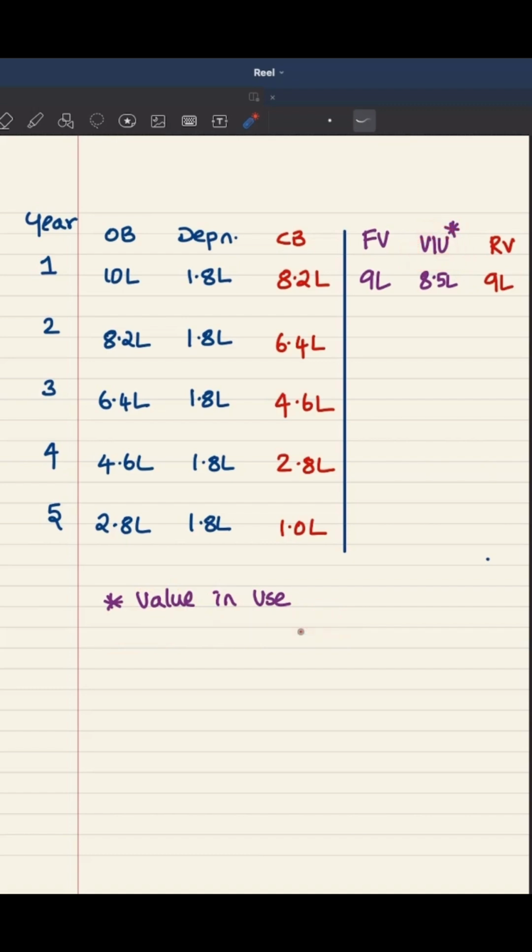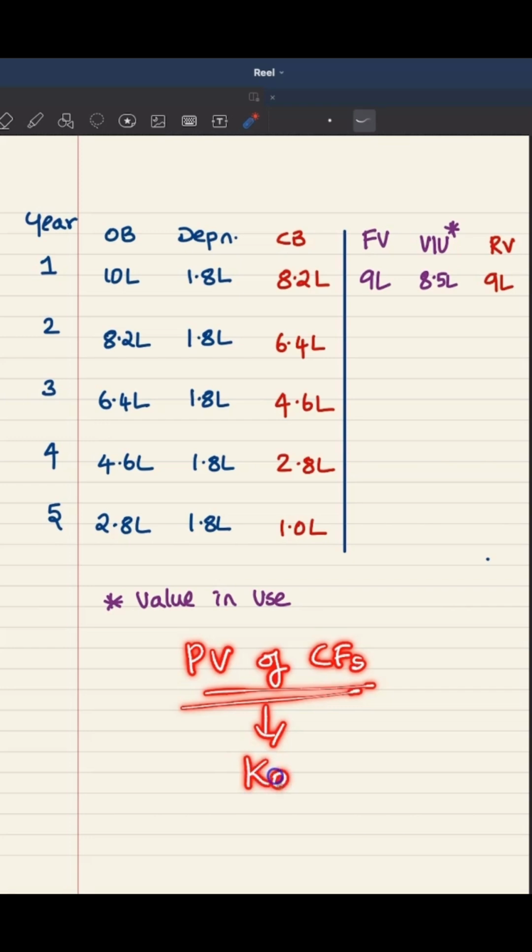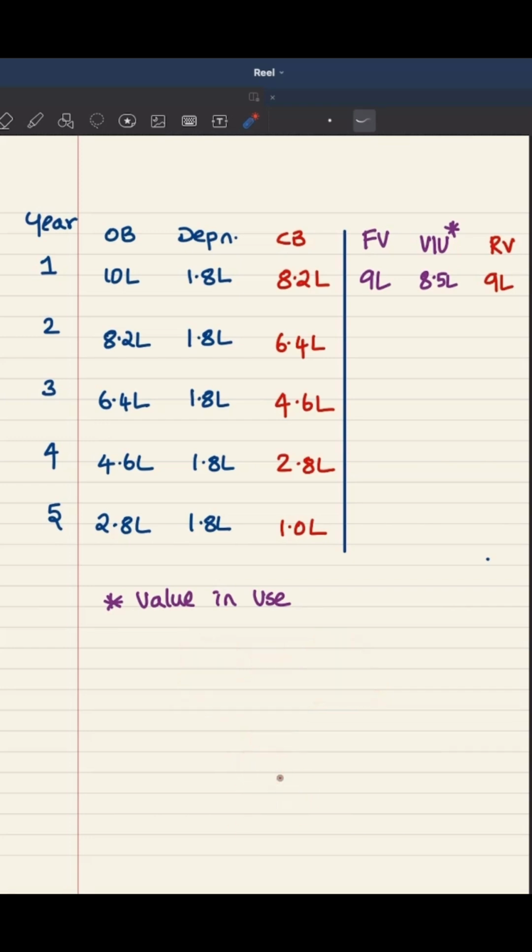This value in use is nothing but the cash flows that are generated by this asset over its remaining useful life. So basically, we will be finding the present value of the cash flows, which is arrived by discounting them at appropriate rate, let's say the cost of capital. So what we will do is we will see what is the cash flow generated by this asset for this life. Now I am doing this calculation at the end of year 1.